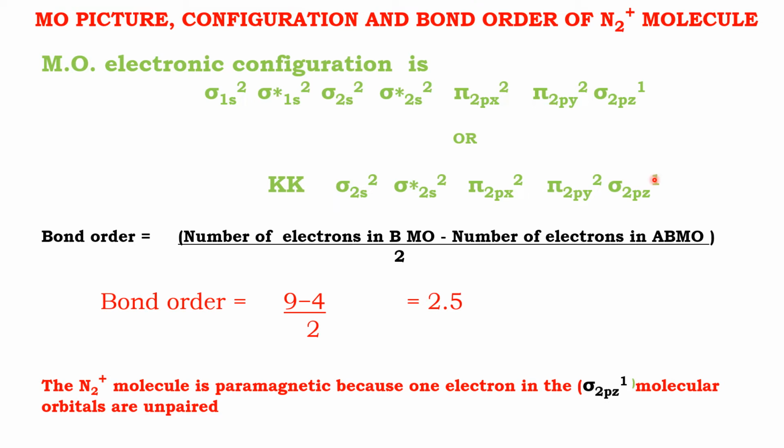We have seen N2 molecule, that is nitrogen molecule, was diamagnetic because all the orbitals are fulfilled. And the bond order was 3 for N2 molecule, nitrogen molecule. But moving to N2 plus molecule, the bond order is found to be 2.5 and the molecule is paramagnetic.